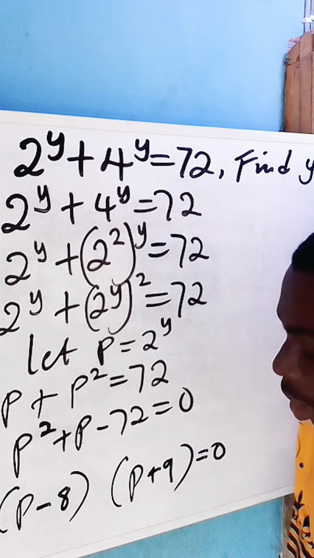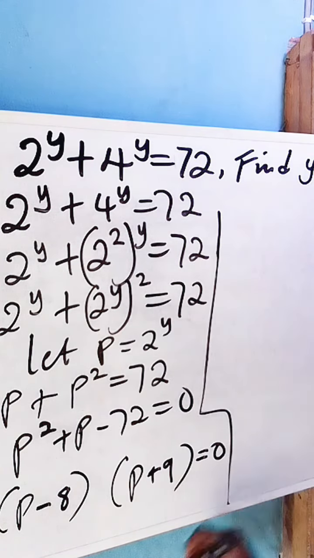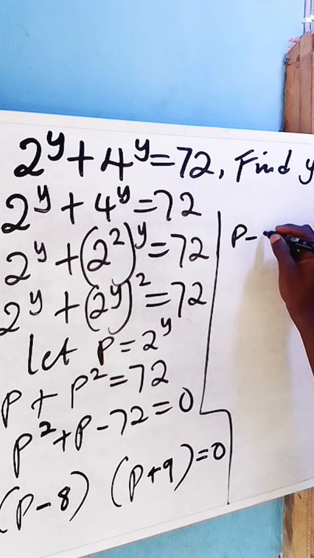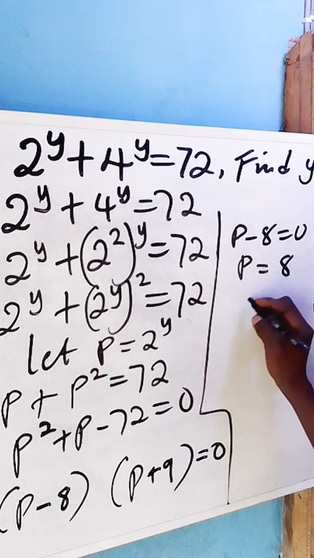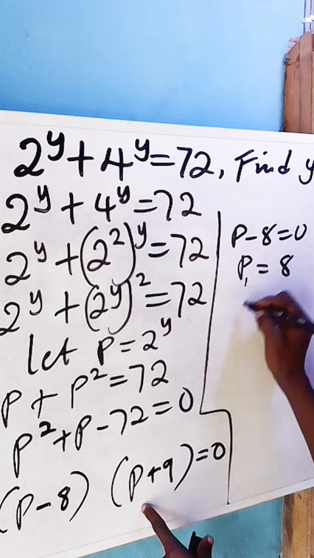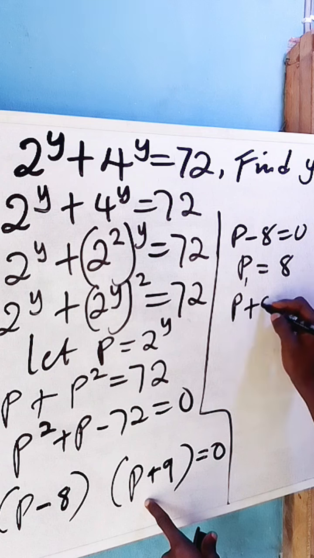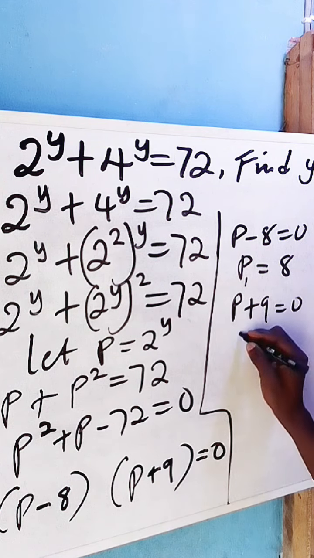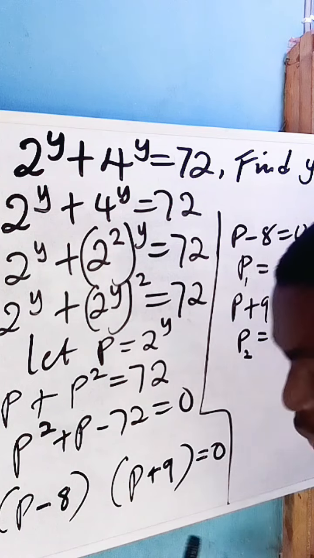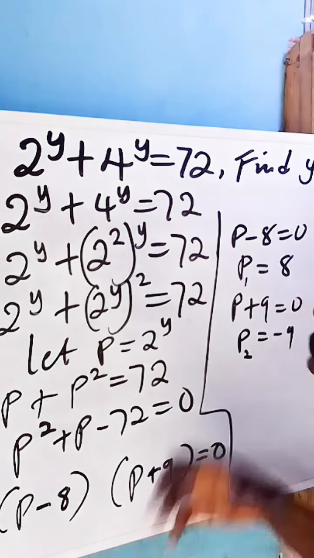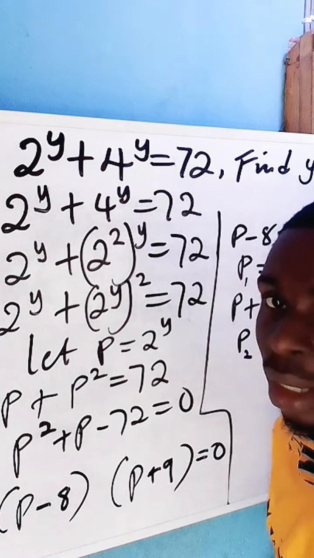Let's continue it here. Now we have that p minus 8 is equal to 0. Alright, so we are going to have p equal to 8. That is for p1. For p2, p plus 9 is equal to 0, that is, p is equal to minus 9. That's for p2. But we are looking for y in the set of real numbers. We don't need this.